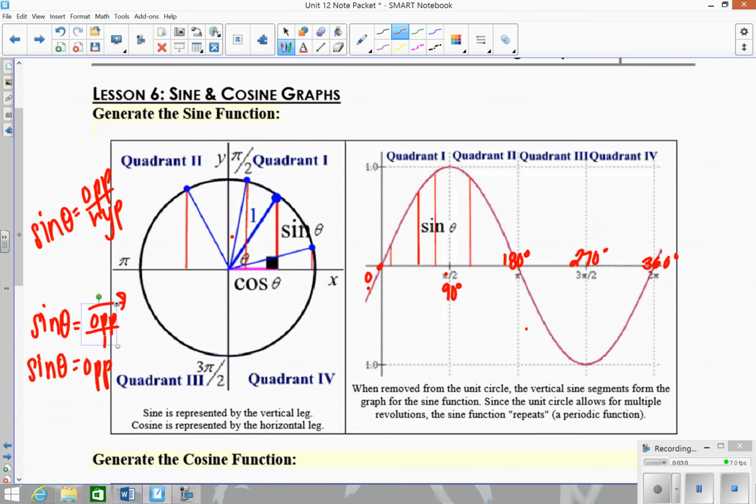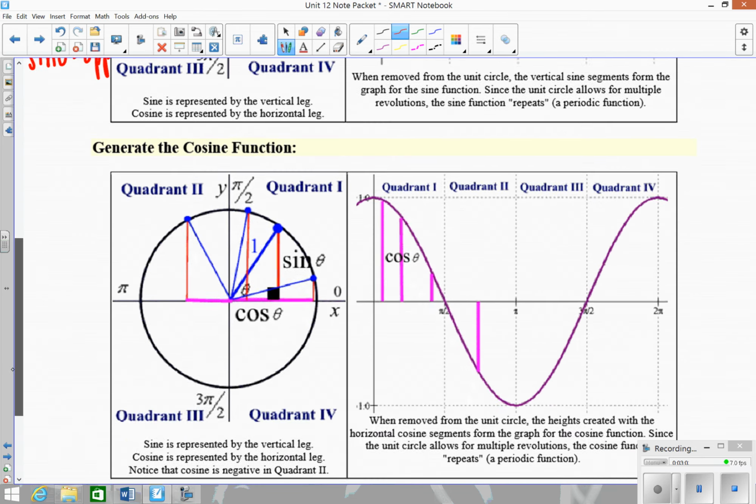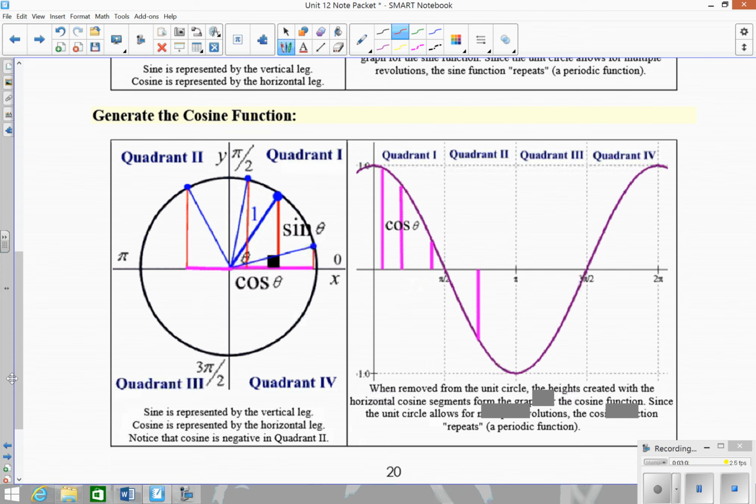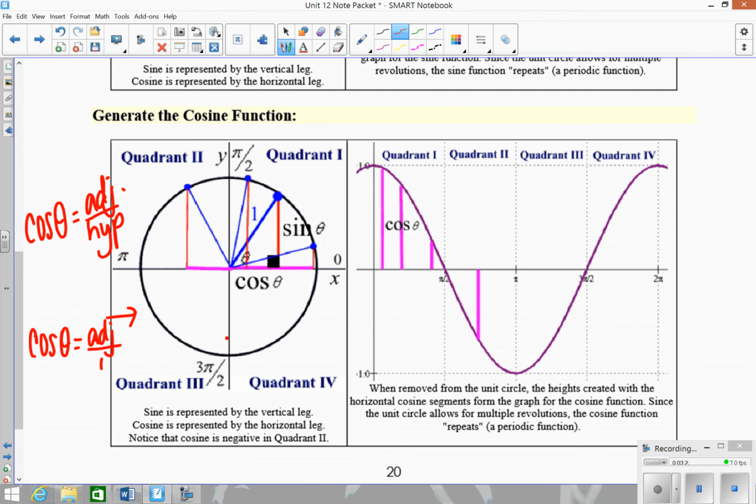Now the next one is cosine, and cosine's done the exact same way. The only difference is that cosine is equal to the adjacent over the hypotenuse. When we're looking at this unit circle, since the hypotenuse is always 1 because that's the radius of this circle, the adjacent over the hypotenuse, which is 1, is really telling me that cosine of whatever the angle is is equal to the adjacent.